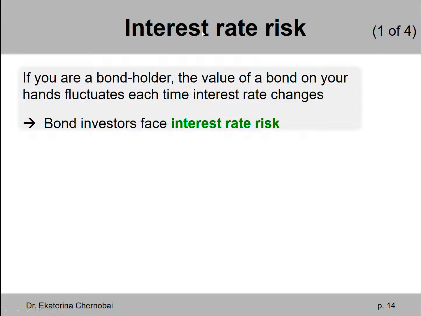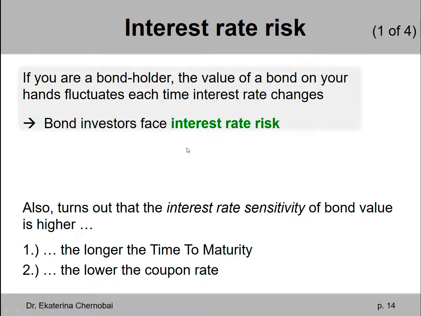And we call it interest rate risk. So people who buy bonds issued by corporations or governments face this so-called interest rate risk. It's the fact that the value of the bonds on their hands will be fluctuating whenever interest rates change.